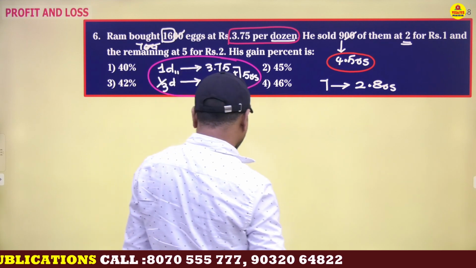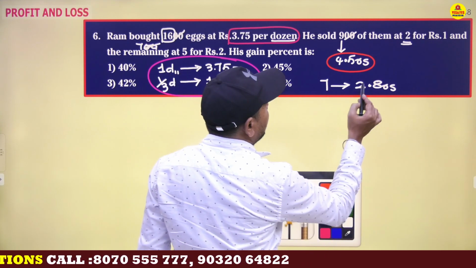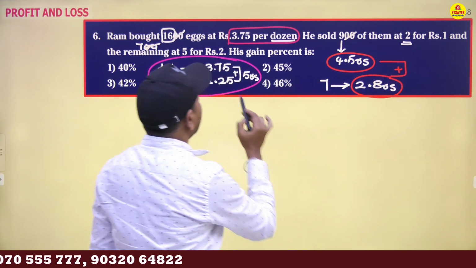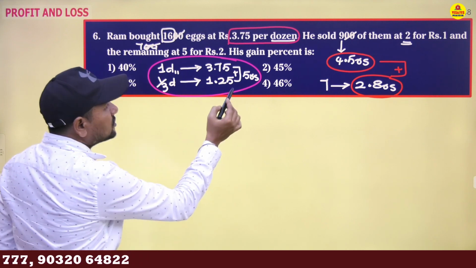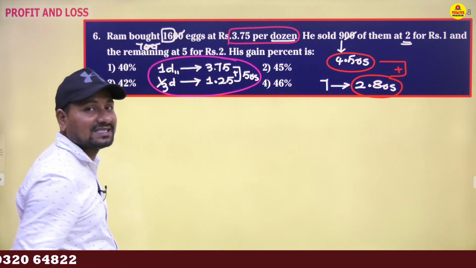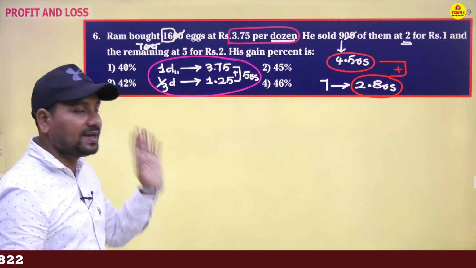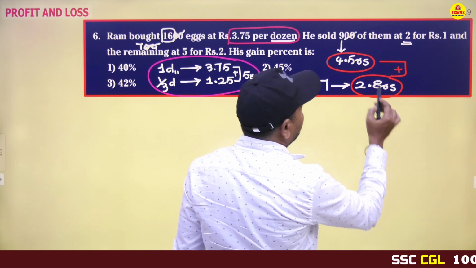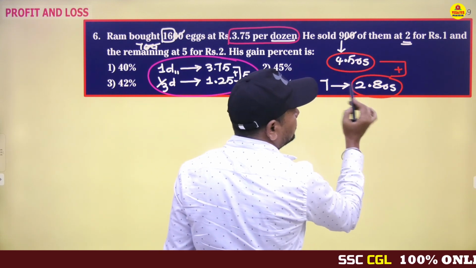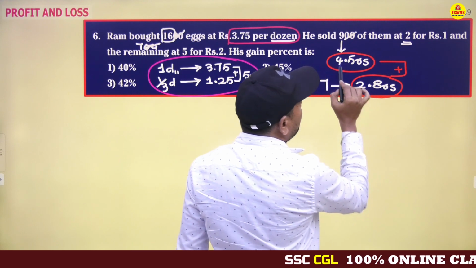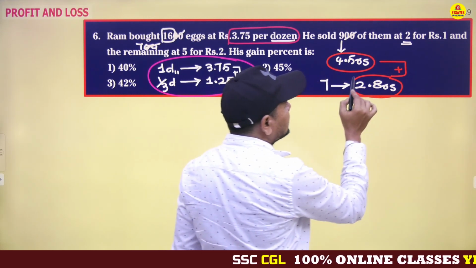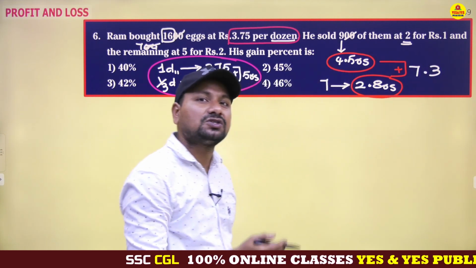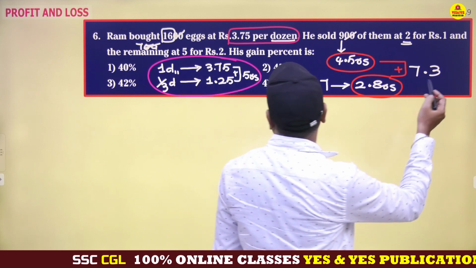Now here the point is the selling price we have. What is the selling price? This is the total selling price consideration, and this is the total cost price consideration. Cost price is 5 rupees for 16x. You purchased 16x for 5 rupees and sold them for 4.5 plus 2.8: 4.5 for the first 9x, and 2.8 for 7x. What is the total value? 4 plus 2 is 6, 5 plus 8 is 13. That is equal to 7.3. 45 plus 28 is equal to 7.3 rupees.